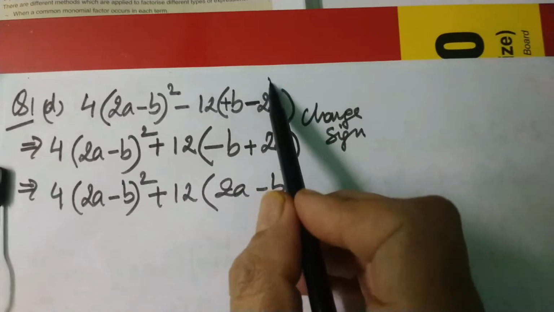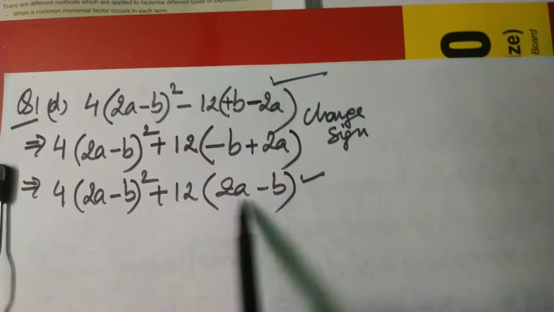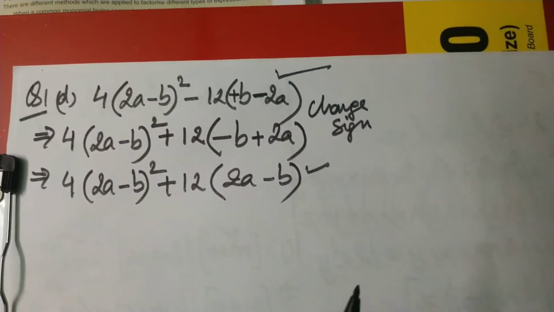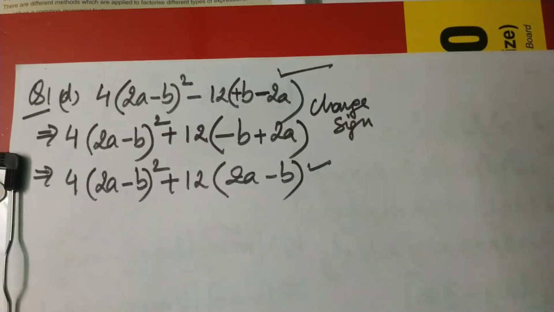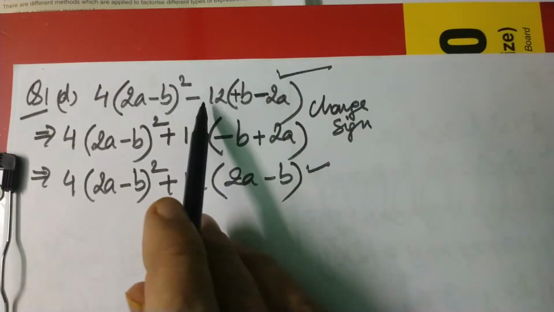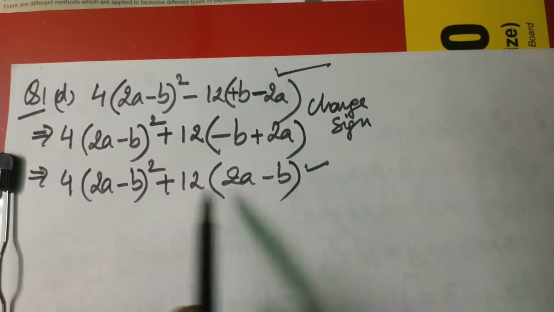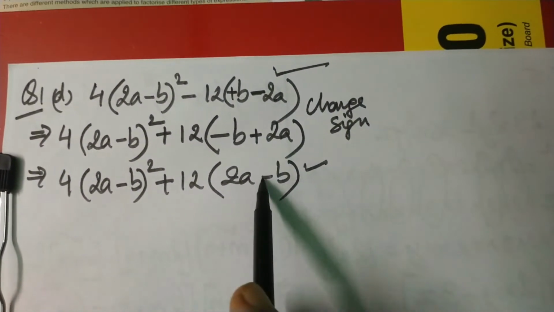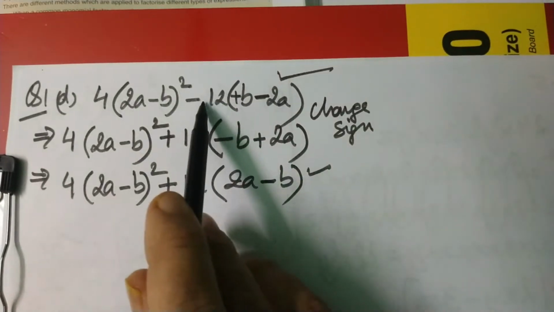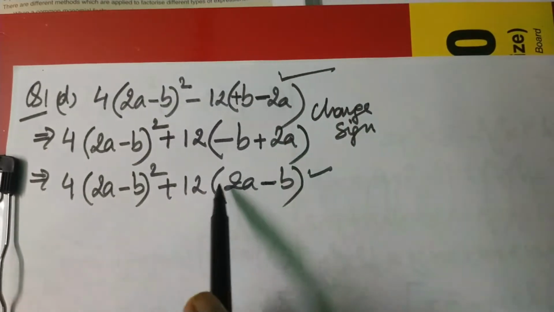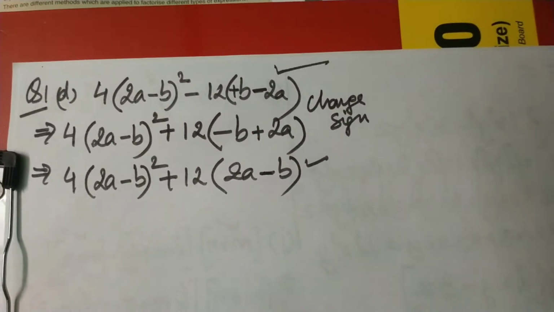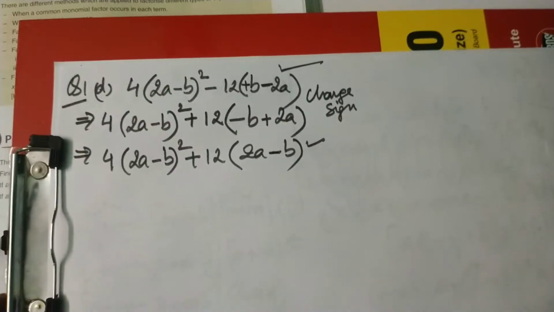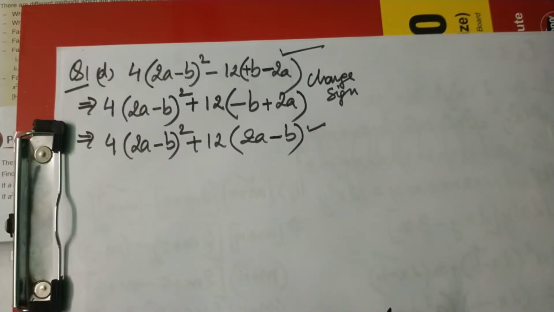So this answer and this answer of the bracket are the same. Changing the sign has helped only in making the terms match, but the question has not changed. It is minus 12b. Here still it is minus 12b. This was minus 12 into minus 2, plus 24. Here also it is plus 24. Now I have got the question according to my requirement.